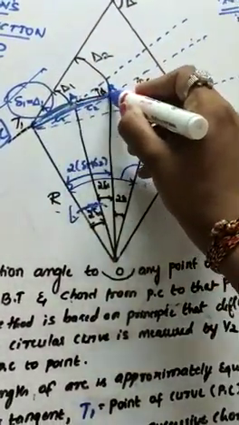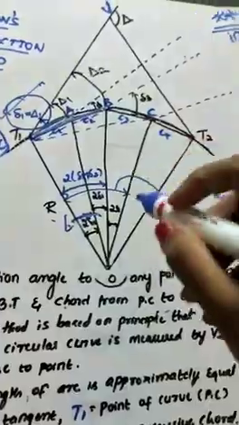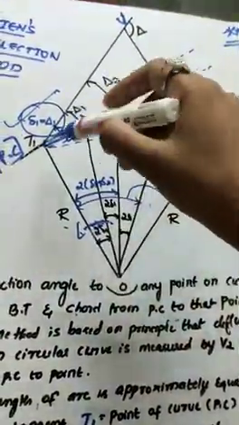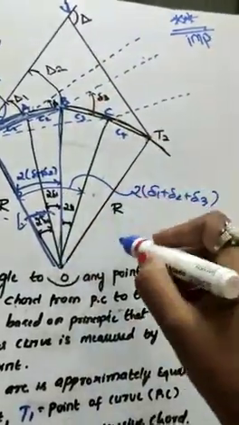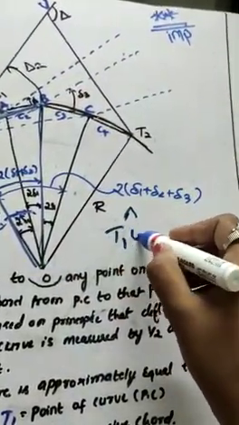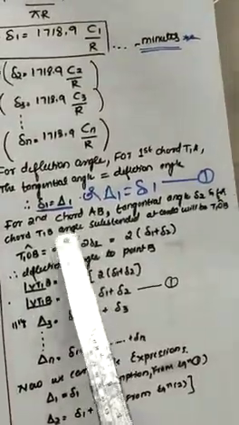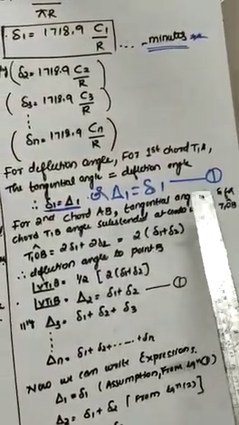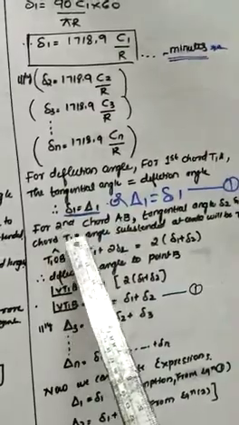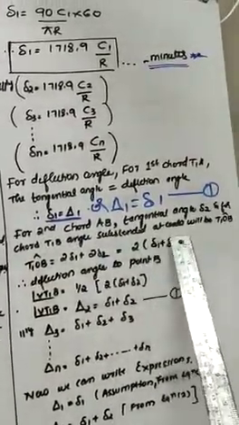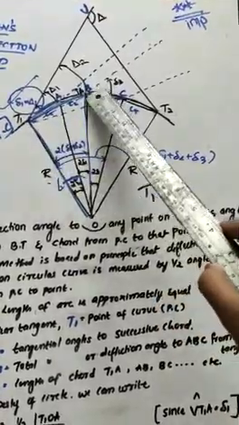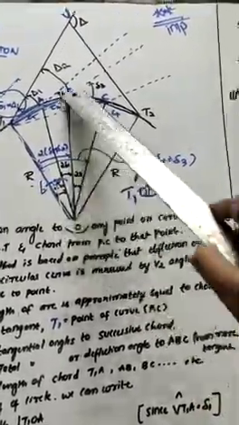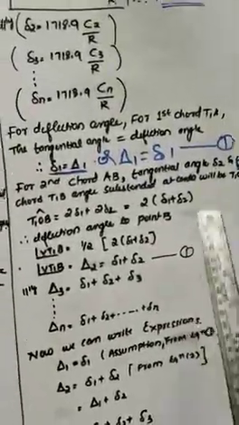the chord is nothing but here from T1 to B you can take, and for the chord T1B, the central angle made is angle T1OB. So that is what is given here. For the second chord AB, the tangential angle is delta 2. For the chord length T1B, the angle made at the center will be T1OB. For the chord T1B, the angle subtended is T1OB.